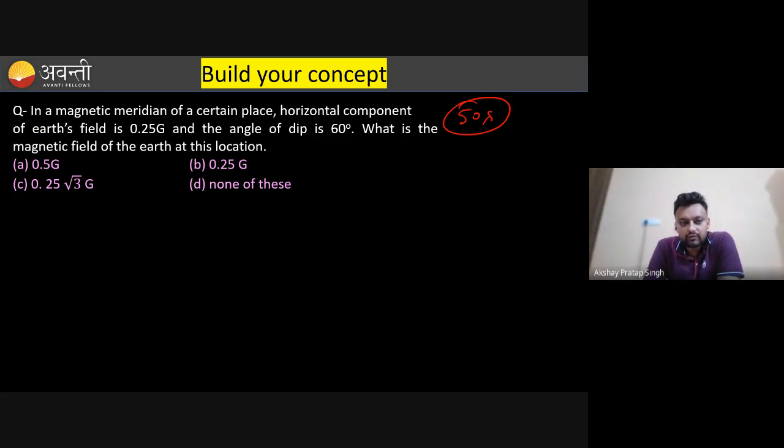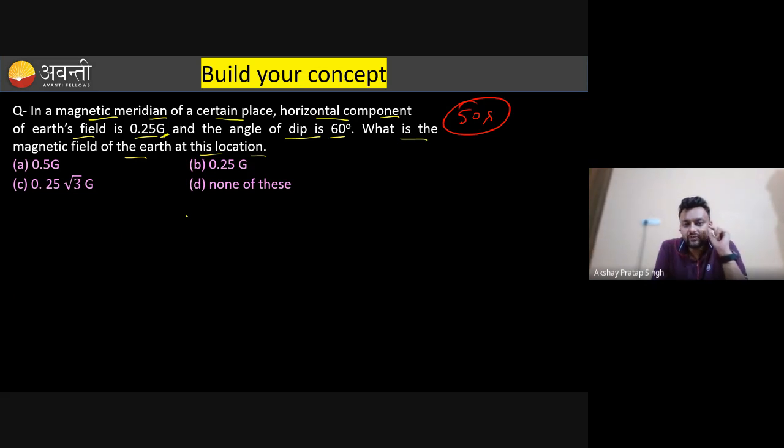So if I read the question, what it says: in a magnetic meridian of a certain place, the horizontal component of Earth's magnetic field is 0.25 G. What is G? Can you tell me what is G here? Can you answer this simple question? What is the meaning of this G? What is this unit G? And the angle of dip is 60 degrees. What is the magnetic field of the Earth at this location?